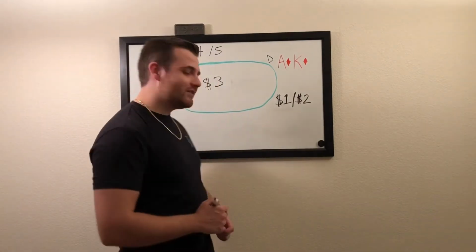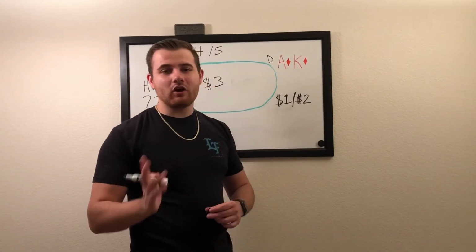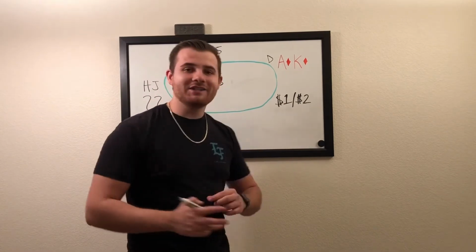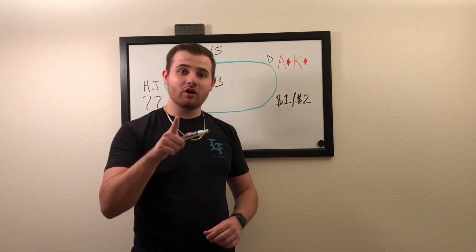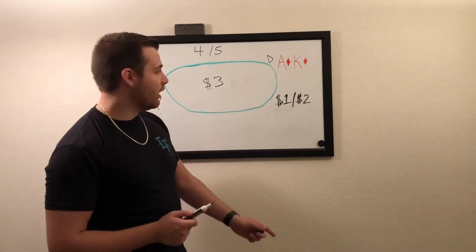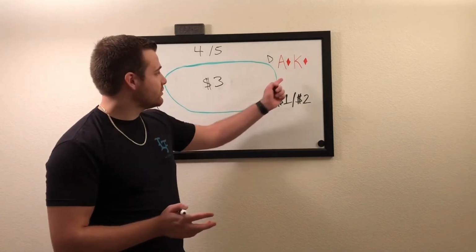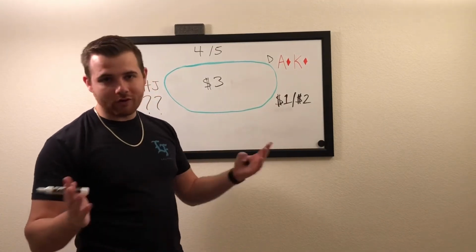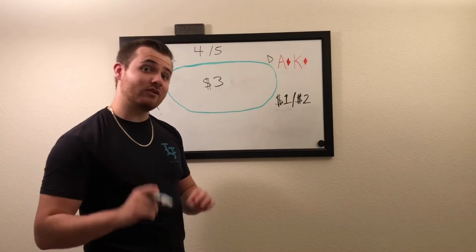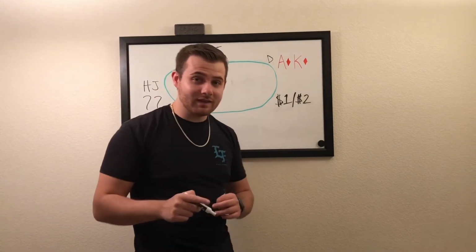So we are facing a hijack open. Everybody folded to the hijack and they're opening. There's $3 in the pot currently, and the reason being is the small blind and the big blind for the $1, $2 blinds. Now that we know that information, we can get into the hand.